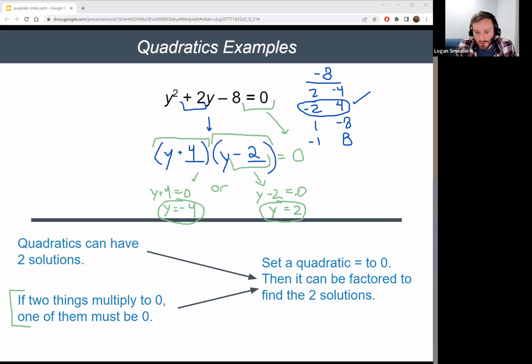-2 is the number we filled into this blank. +2 is the solution here. So it would be correct to say that the answer to this solution is y is 2 or -4. We don't know which it is. They're both possible. And if you plug that on in, you will see that they both work. They both create a true statement.